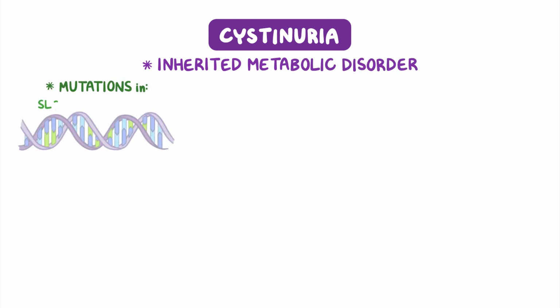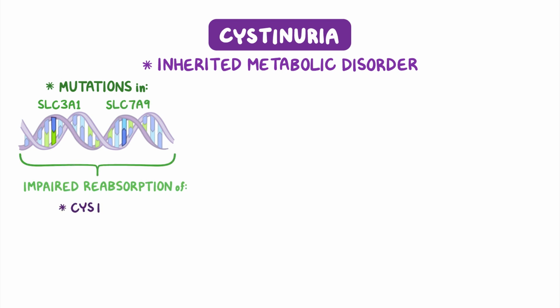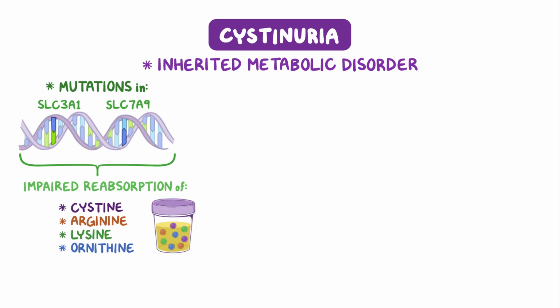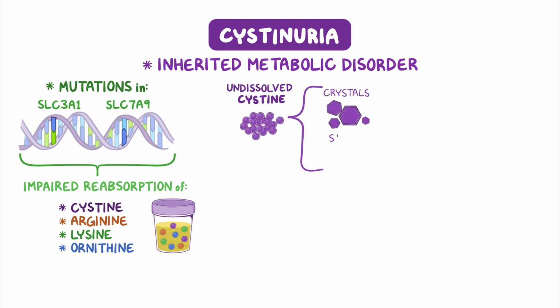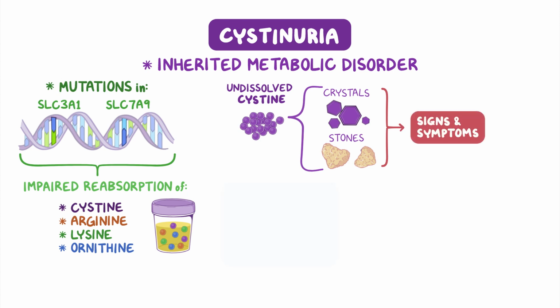As a quick recap, cystinuria is an inherited metabolic disorder caused by mutations in either the SLC3A1 or SLC7A9 genes. Impaired reabsorption of cystine, arginine, lysine, and ornithine lead to their high levels in the urine. Throughout the urinary tract, undissolved cystine can clump together and form crystals and stones. These cause the main signs and symptoms of the disorder.